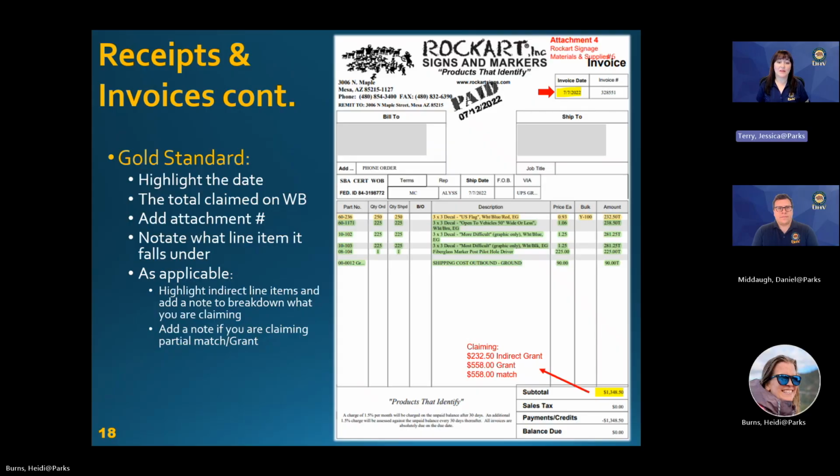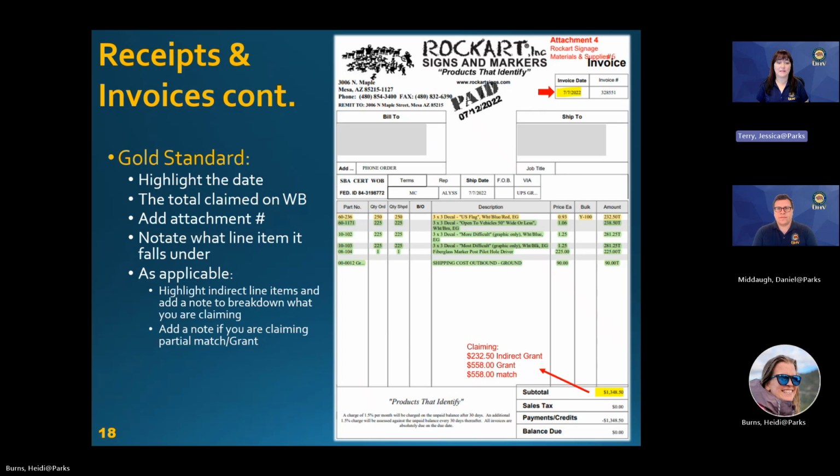When we look at invoices and receipts, we're checking that the date falls within the project performance period, and we try to figure out what line item that item falls within. And when you add notes like this, it takes a lot of the guesswork out, which speeds up our reviews. We also look for a total that matches what's listed on the workbook, which is why the total breakdown in red really works. Some people think they can't claim both grant and match on the same invoice, and they'll even submit 2 versions of it. You don't have to do that.